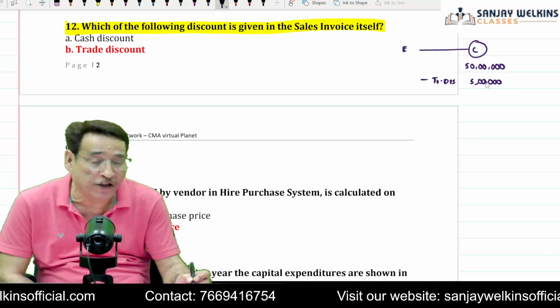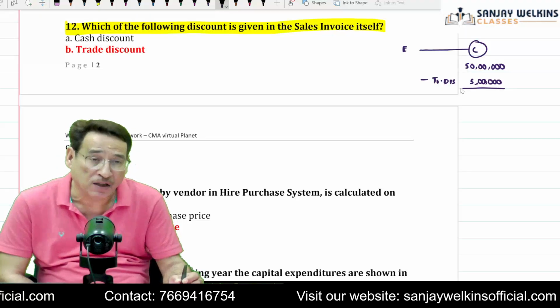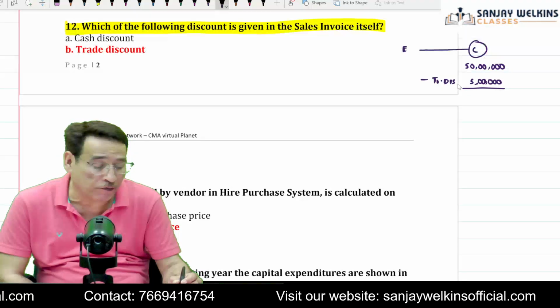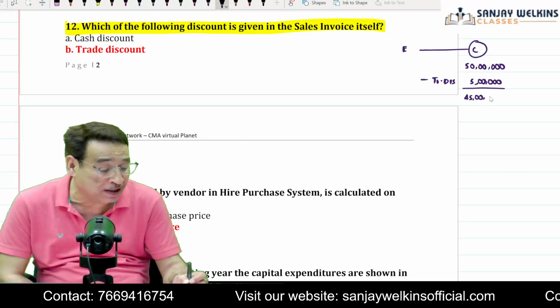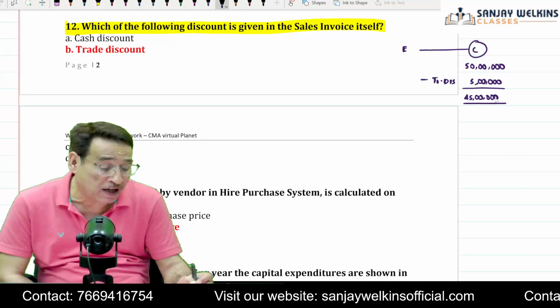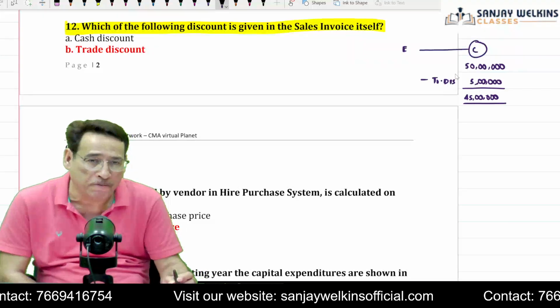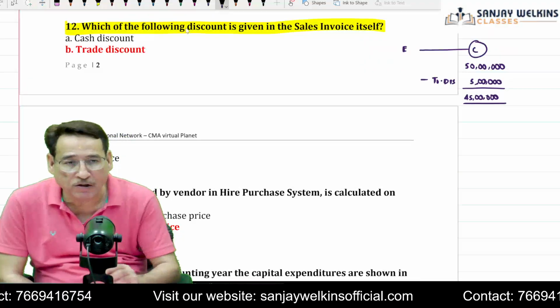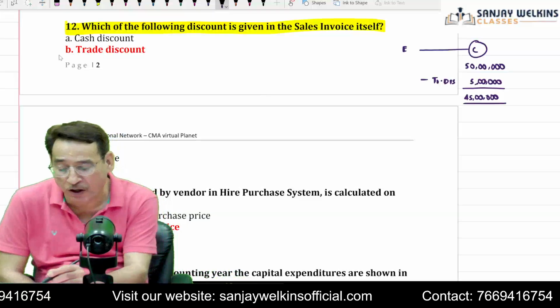So when we prepare the invoice, I'm going to write here selling price. Then I will subtract the trade discount, and I will write 45 lakh over here as the sales invoice price. Indirectly, now our entity is going to ask the customer to pay us 45 lakh rupees. Correct? So it also means that when we offer trade discount, it is adjusted in the sales invoice itself. So your answer will be trade discount.